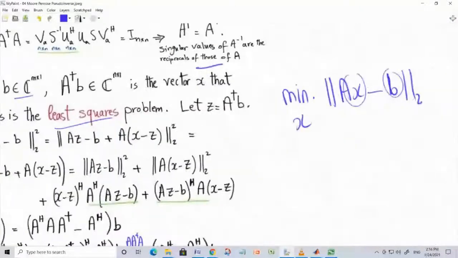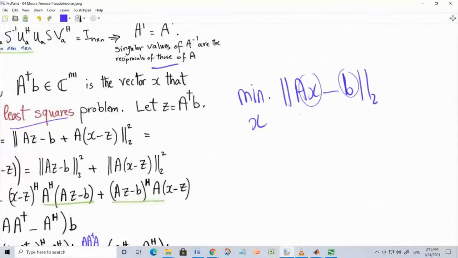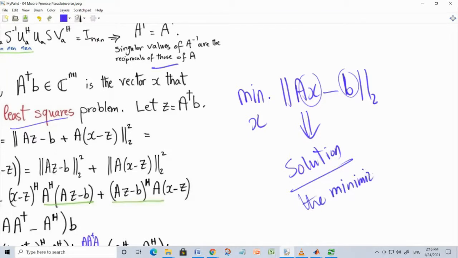Now, it happens that the solution is... so what is the solution? What is X that basically minimizes? So the minimizer, as we will see, the minimizer is nothing but the pseudo inverse of A multiplied by B. So the minimizer is the pseudo inverse multiplied by B.